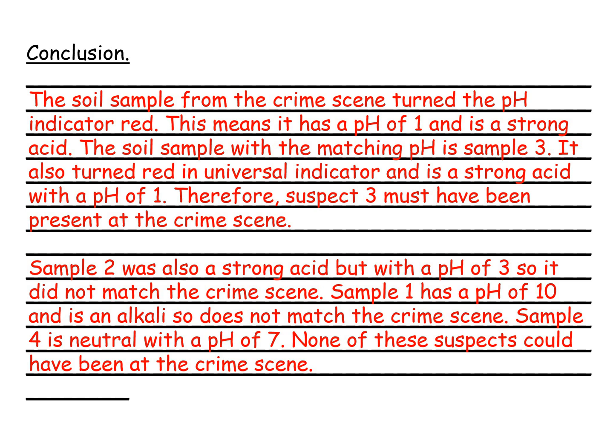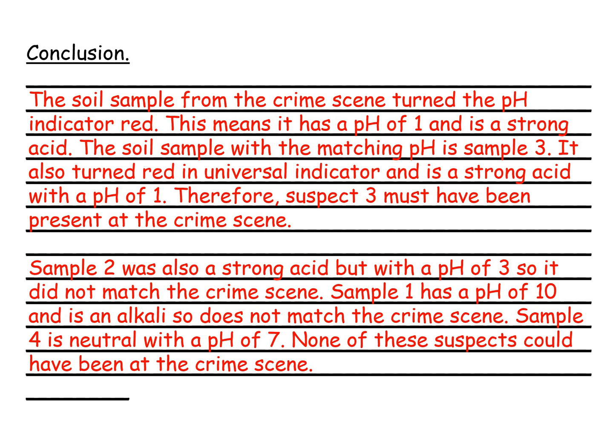So the soil sample from the crime scene turned the pH indicator red. This means it has a pH of 1 and is a strong acid. Now remember, anytime you write pH, it needs to be a little p and a capital H. The soil sample with the matching pH is sample 3. It also turned red in universal indicator and is a strong acid with a pH of 1. Therefore, suspect 3 must have been present at the crime scene.